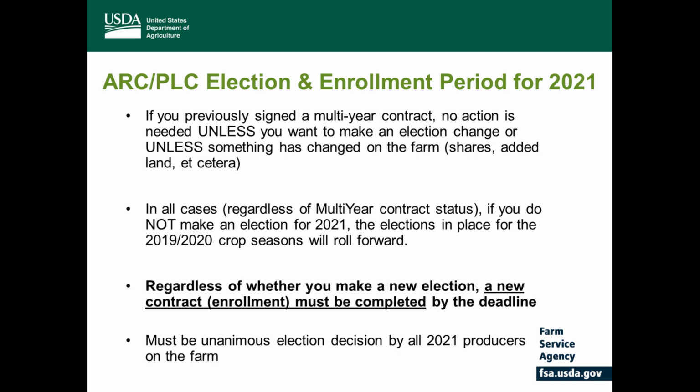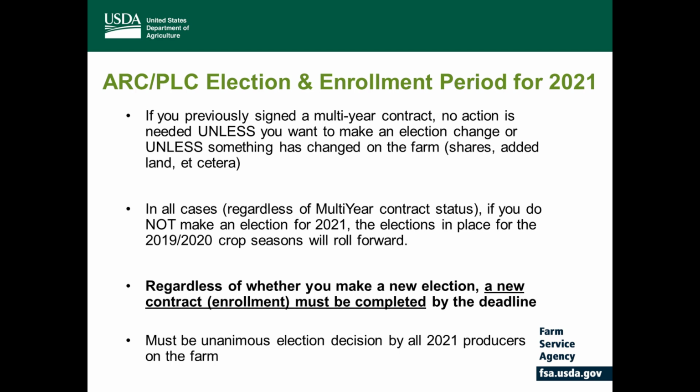In all cases, regardless if you signed a multi-year contract, if you do not make an election for 2021, then the election in place for 2019 and 2020 will roll forward and be your election for 2021. So what that is saying is if you elected ARC County on your farm for 2019 and 2020, and you do not make a new election for 2021, your election will remain as ARC County on your farm for the 2021 crop season.